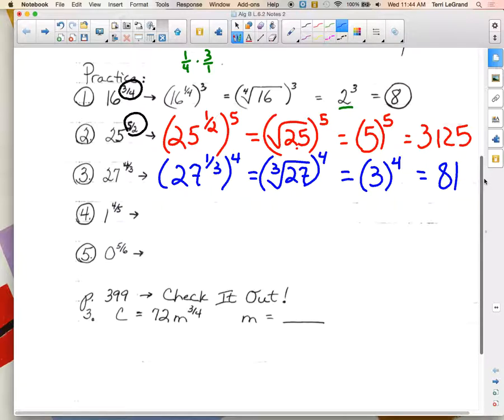Well, we already kind of did this over here. We just changed this to a 3, right? So now what would change? The 5 changes to a 3. 4 to the 3rd power is 64.